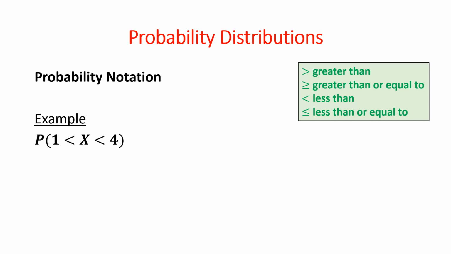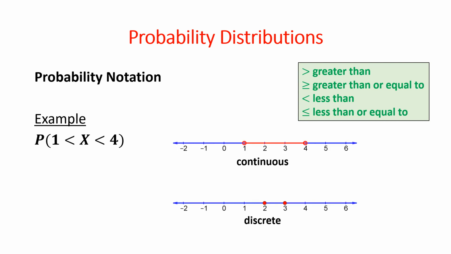And finally, this is the notation to basically mean any number between 1 and 4, but I don't include my equal sign at first, which means for continuous, I can have any number between 1 and 4, but I've had open circles on 1 and 4 because I'm not allowed to include 1 or 4. And for discrete data, I can only have whole numbers. The only whole numbers between 1 and 4 are 2 and 3.